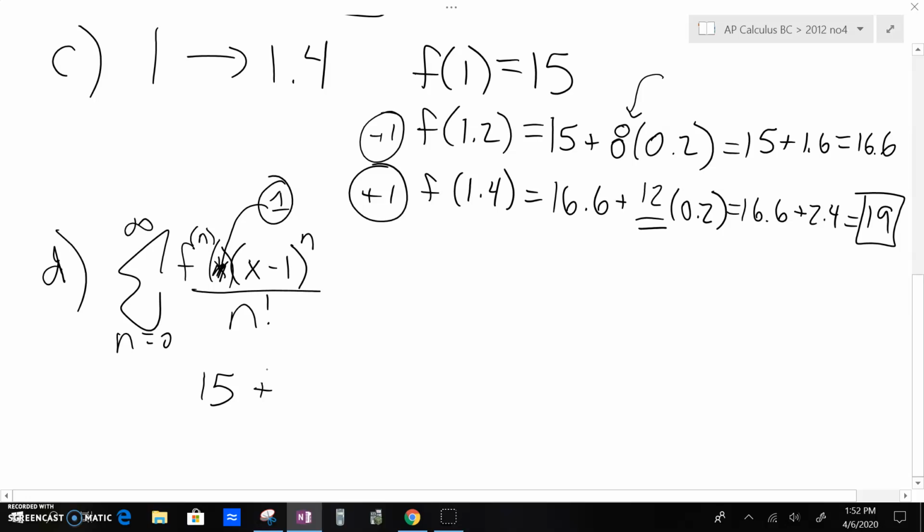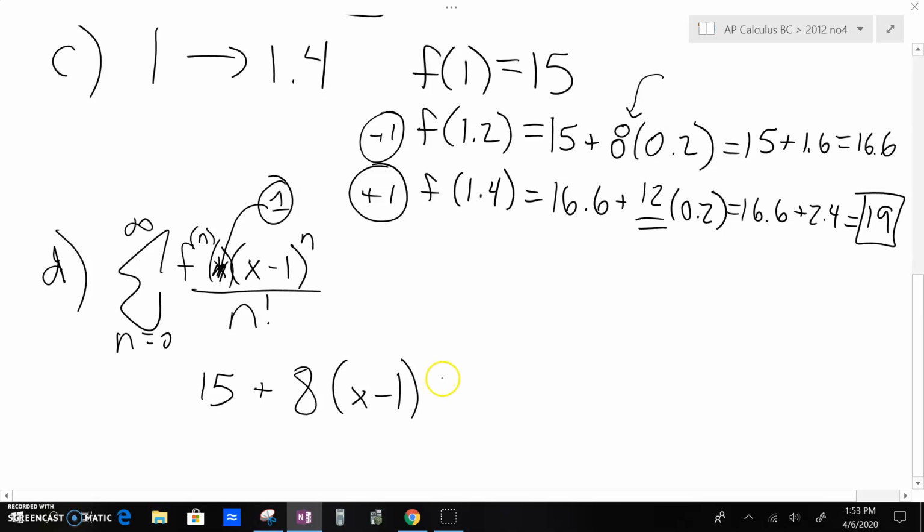Well, the first derivative we've used a couple of times. They said the first derivative at 1 was worth 8. So there's my 8 times x minus 1 to the first power. I'll just leave it as x minus 1 divided by 1 factorial, which again we typically wouldn't write in.